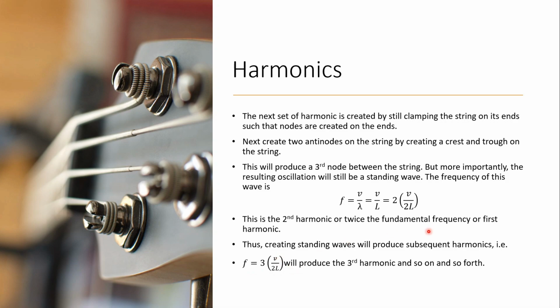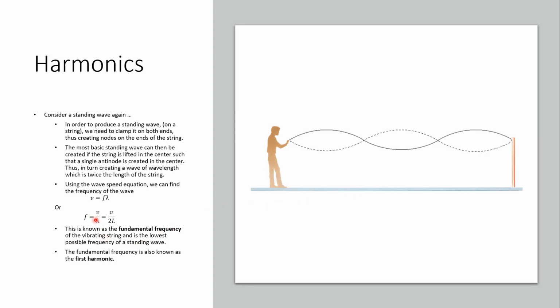So you're essentially creating what? How many antinodes in this case? Let's go one slide behind. How many antinodes were created within the first harmonic? Any idea? Not sure. Right.